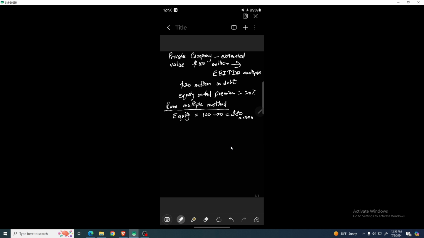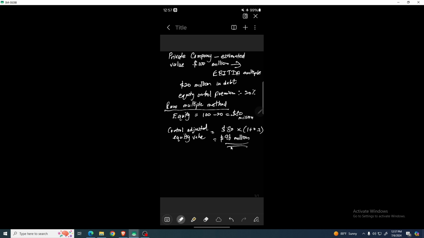And the control adjusted equity value, which is quite simple, is 80 million into 1 plus 0.2, which is basically 8 into 12, 9.6, 96 million, right? So this is going to be the control adjusted equity value.